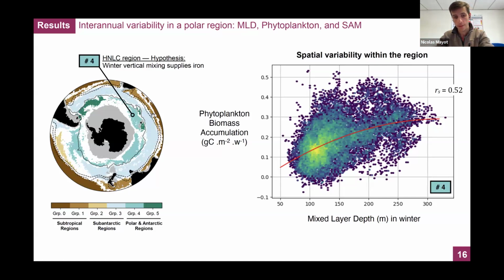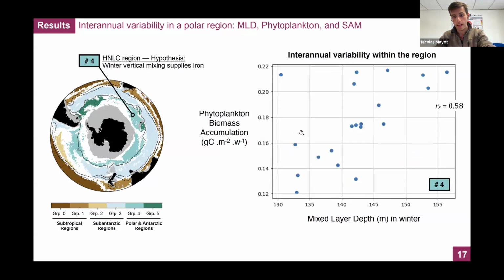Then what I have done is represent the winter mixed layer depth and the biomass accumulation averaged for every year. So each point here represents 1 year. I should maybe have changed this to the anomalies, like the annual anomaly of the winter mixed layer depth versus the annual anomaly of biomass accumulation.